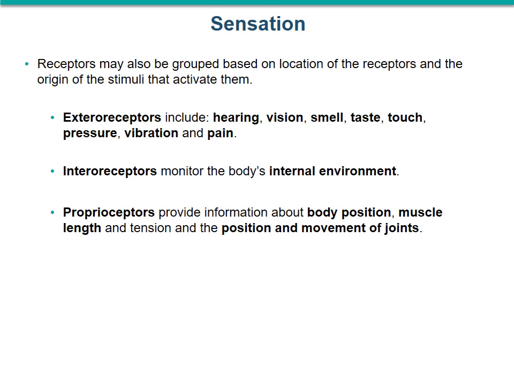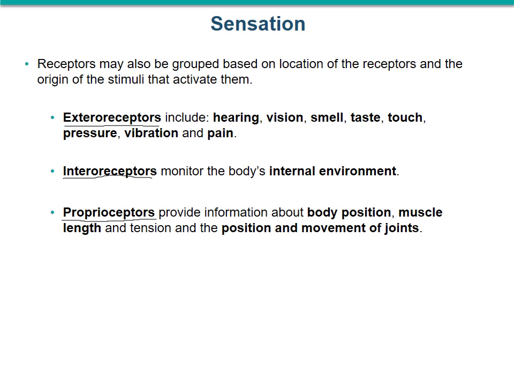So each receptor can be grouped based on its location and based on the original stimulus that activates it. So if I'm talking about location, I'm talking about things like exteroreceptors, interoreceptors, and proprioreceptors. So your exteroreceptors are going to monitor the external environment: your hearing, your vision, your smell, your taste, your touch, your ability to detect pressure and vibration and pain are all things that come from external to the body, primarily, and they are monitored by the set of receptors that we refer to as exteroreceptors. The internal environment of the body is monitored by the interoreceptors.